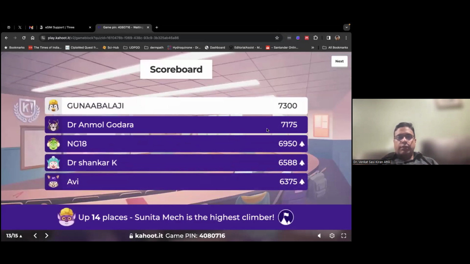Most of you have got the answer right. NG18 has moved up, followed by Dr. Shankar and Avi. Up 14 places, Sunita Mek is the highest climber. Let's go to the next question.